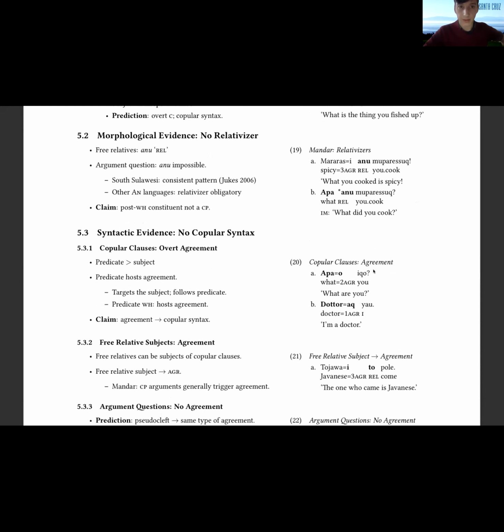Moreover, you do not get the agreement pattern that you see in copular clauses. So in this language, copular clauses show agreement. So if you want to say, what are you for Halloween? You get what, agreement, and then you, the subject. Moreover, you see the same thing outside of questions. So I'm a doctor, you get doctor, agreement, I.